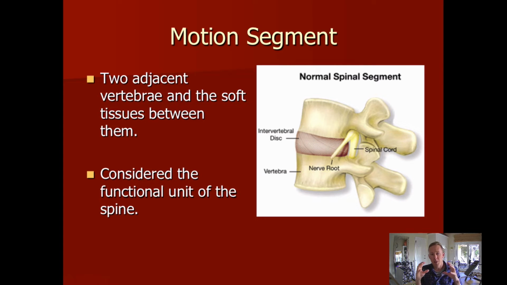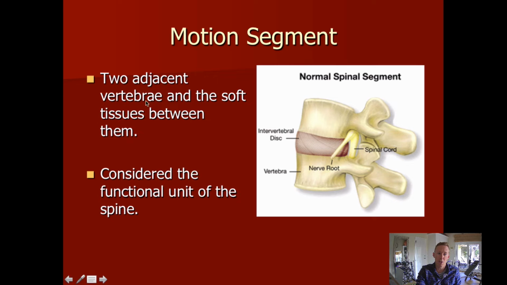There's something referred to as the motion segment, which is the functional unit of the spine. So when we think about breaking the spine down into a smaller element and looking at its functional characteristics, we would think about the motion segment. It's basically what this picture shows. It's 2 vertebrae and the disc between them. So that right there is considered the motion segment.